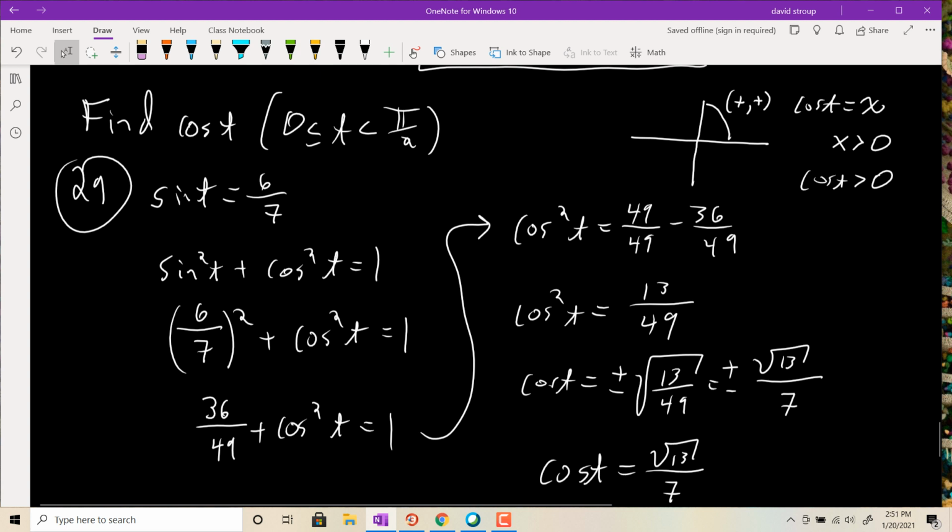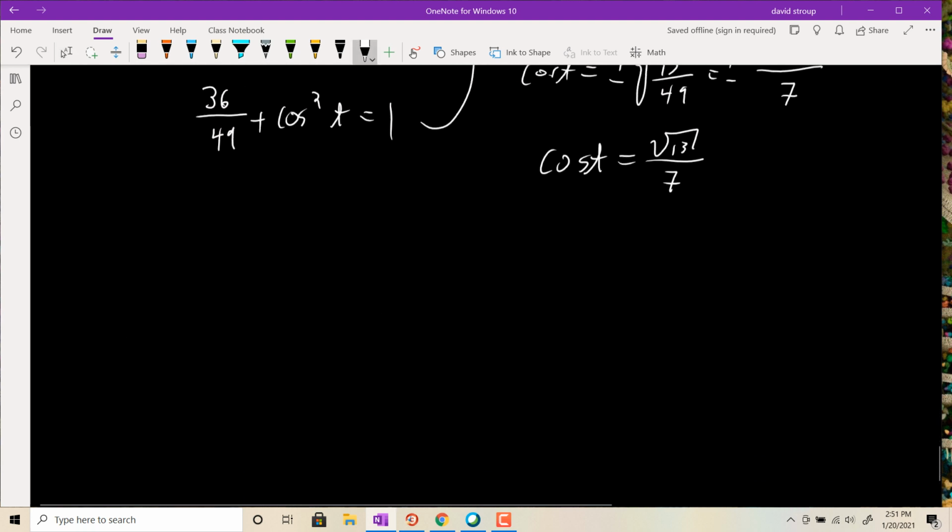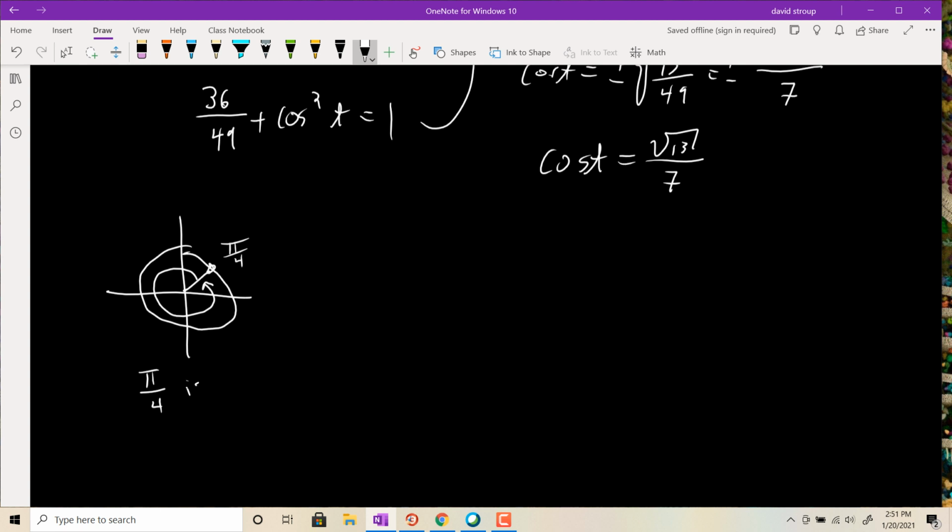Okay, getting back to that idea of coterminal angles. So remember, if you have pi over 4 as your angle, so right here at pi over 4, you can get another angle that's coterminal to it by just adding or subtracting 2 pi, right? So pi over 4 is coterminal with pi over 4 plus or minus 2 pi times any integer, right?